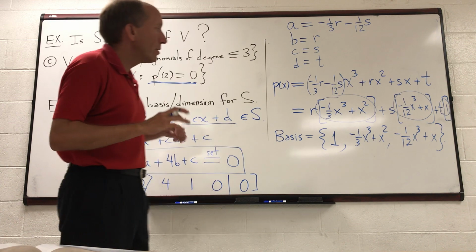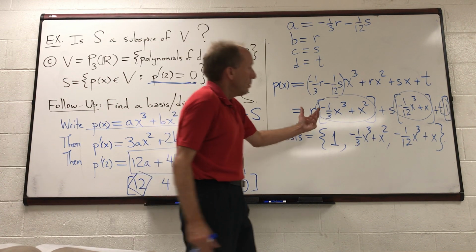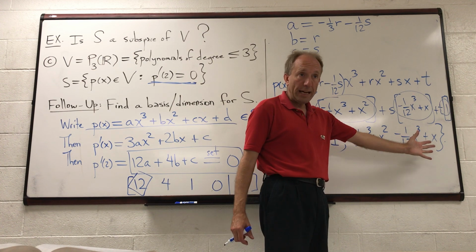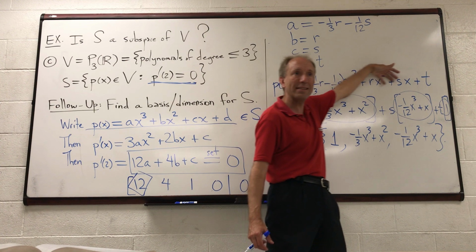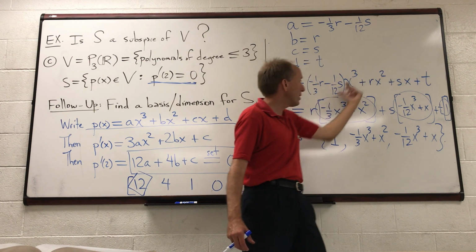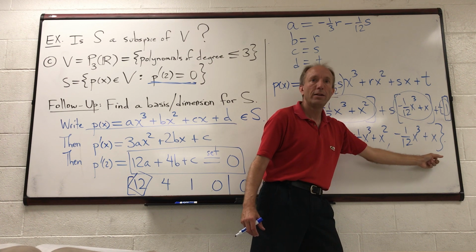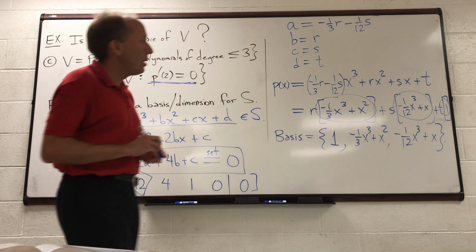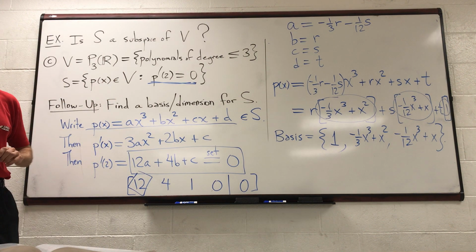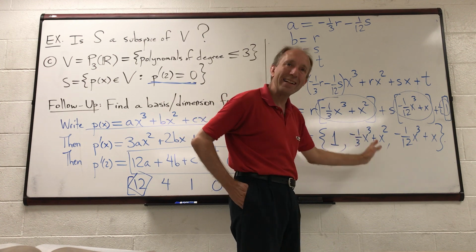Okay. Now, just a quick comment about that. So pretty clearly these are a spanning set, because every polynomial P of X that was in the set S was expressible as a linear combination of these three. That's pretty clear. The issue you might wonder about is linear independence, making sure that these vectors are LI.